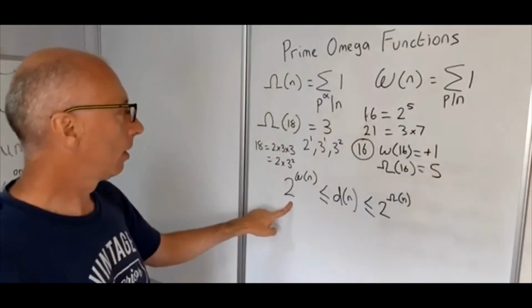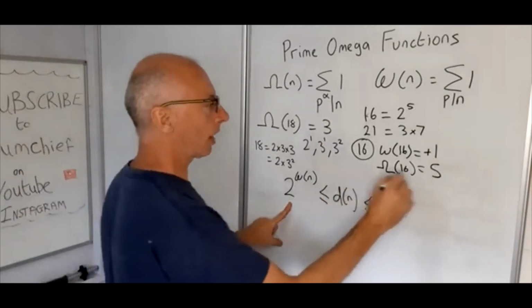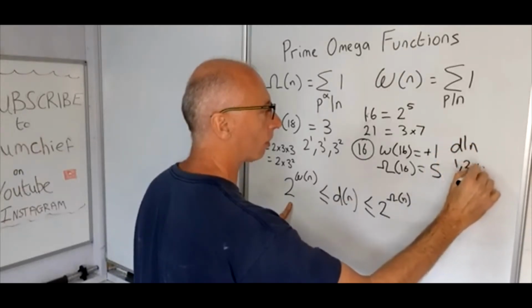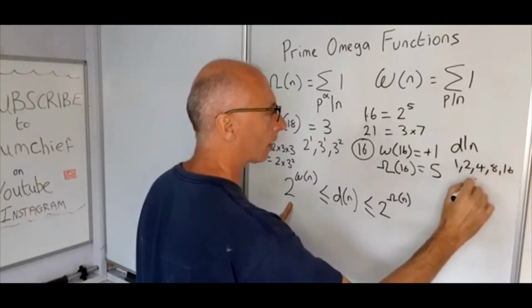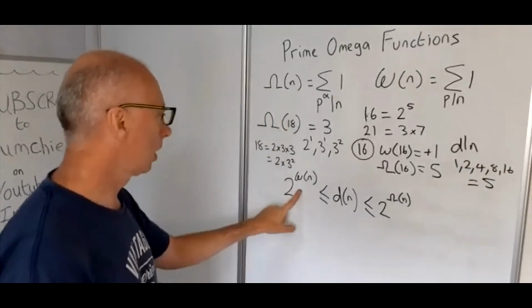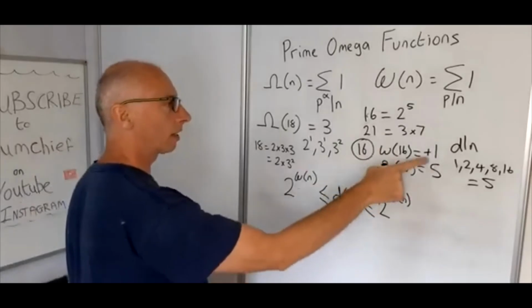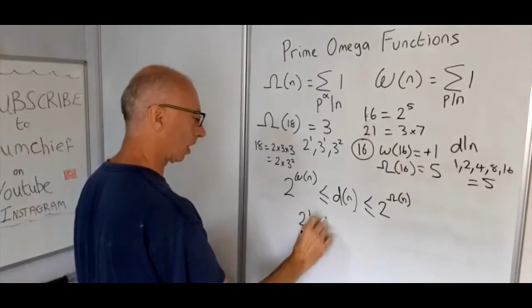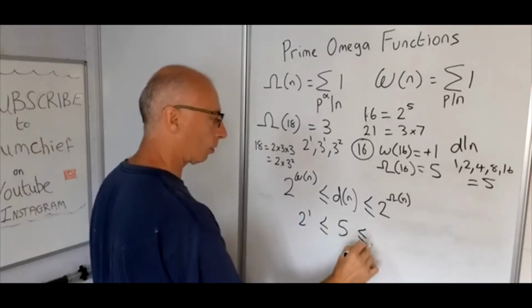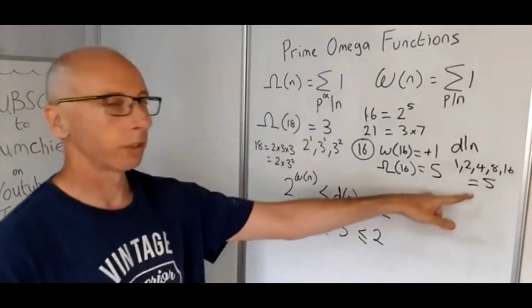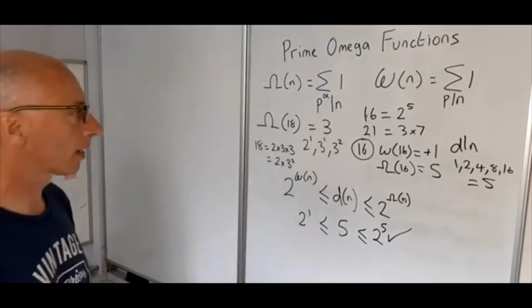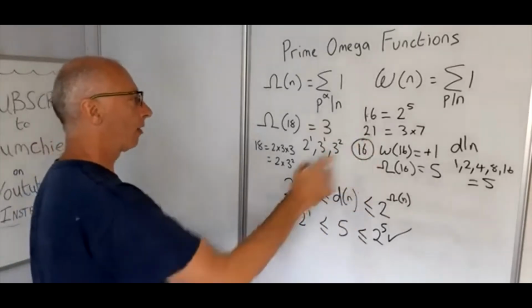Okay, so next we look at the divisors of n. The divisors of 16 give us 1, 2, 4, 8 and 16. So the total number of divisors is 5. So 2 to the lowercase omega, so that's 2 to the power of 1, is less than or equal to 5, which is less than or equal to 2 to the power of 5. So this is correct. So now let's have a look at 21.